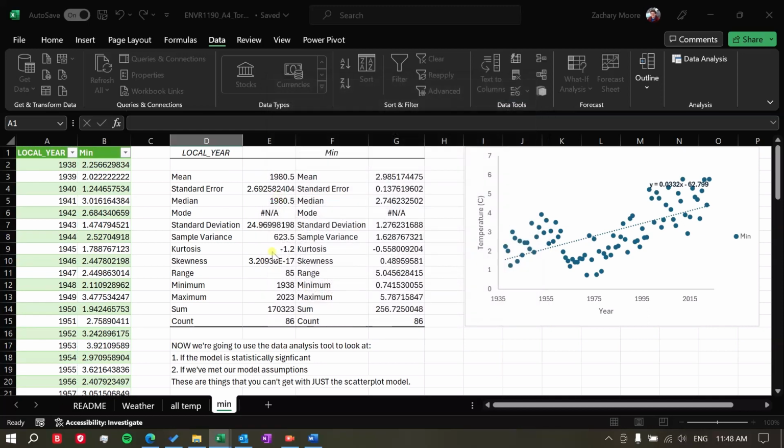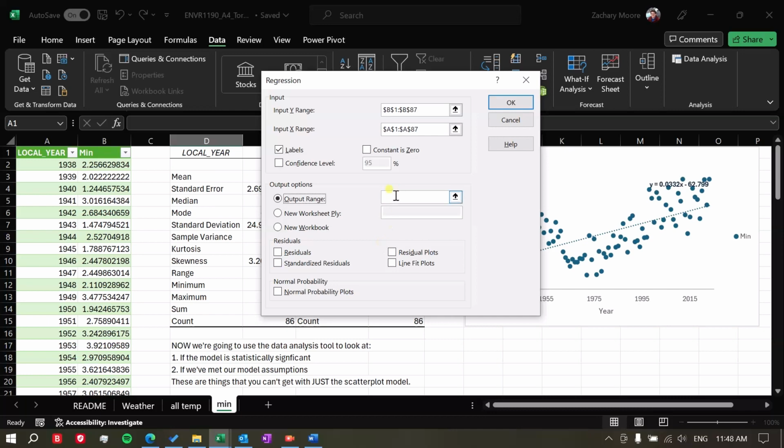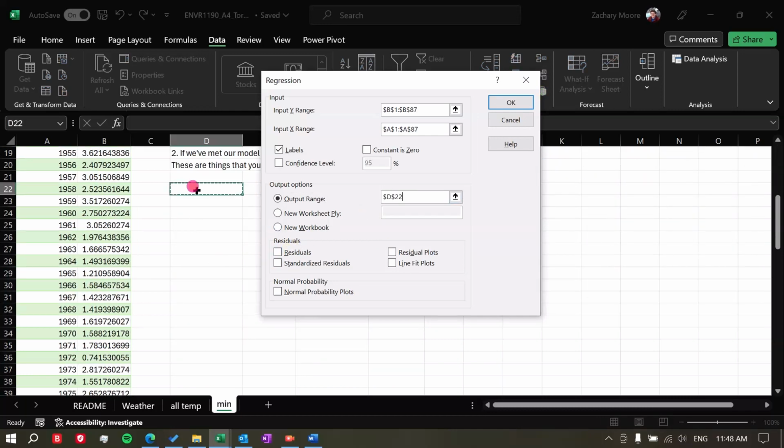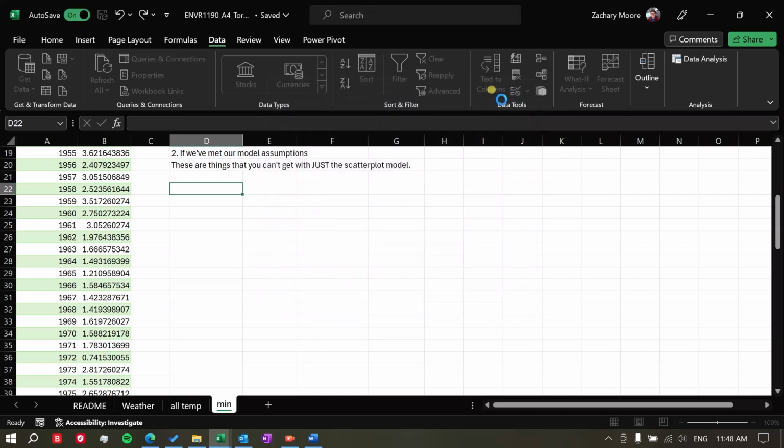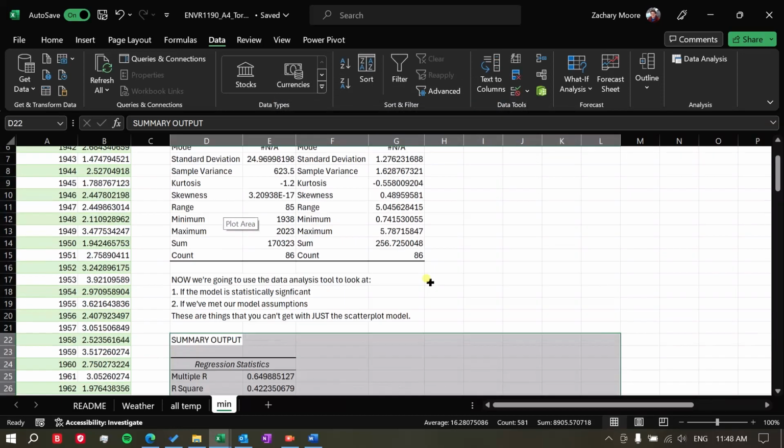And so we click labels because we have those. We choose our output range, which is going to be down here. And we pick the things that we want it to output with. And so in this case, we want to actually look at our residuals and our normal probability. And so what we're going to do is click all these and the normal probability plots. We click OK.